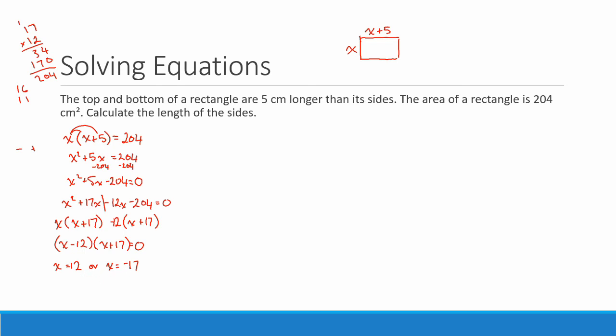Okay, first of all, it looks like x, because x is an individual length with no constant term on it, it's going to have to be a positive number. It can't be negative 17. You can't have a side length of negative 17. So this side length must be 12. So we have the side of 12 and the units, centimeters. And the top and bottom is 17 centimeters. Okay, it's 12 plus 5.